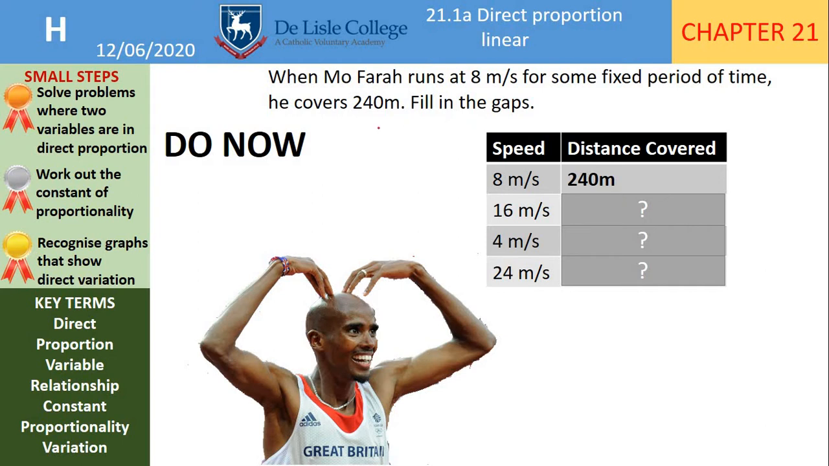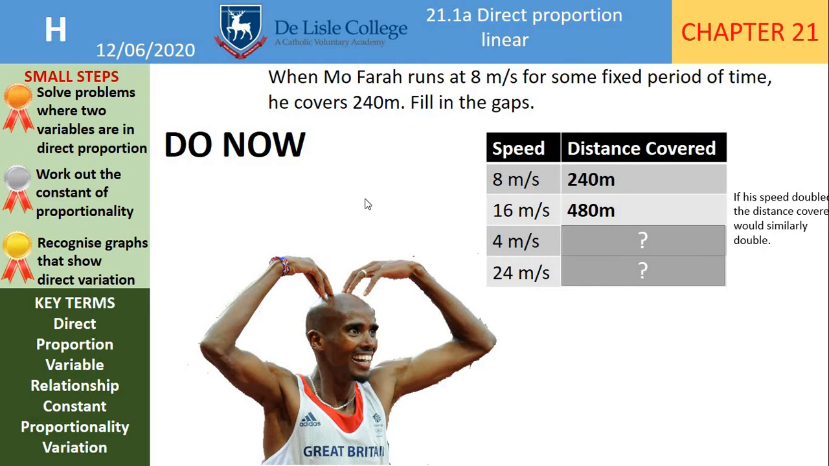So the do now task then: when Mo Farah runs at 8 metres per second for some fixed period of time, he covers 240 metres. It asks you to fill in the gaps. So when he runs at a speed of 8 metres per second, he covers a distance of 240 metres. So if he doubles his speed and runs at 16 metres per second, what would his distance covered be? Well, hopefully you recognise that his distance covered will also be doubled. So this will give 480 metres.